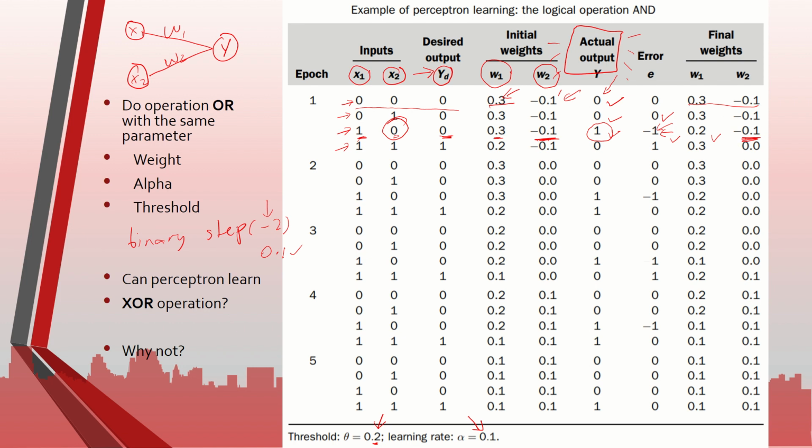I hope that my explanation clears up how perceptron learning works. Please do this exercise on your own and try to understand how the table is calculated until we get 0 error for all of the iterations. When we get 0 error for all 4 iterations, it shows that our perceptron has managed to learn the AND operation. Thank you very much.